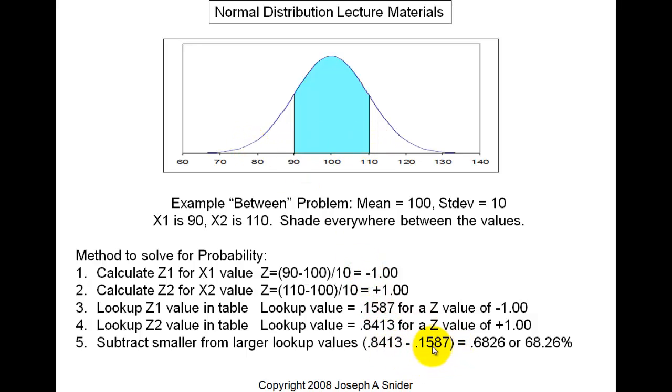So we take the small value, 0.1587, subtract it from the 0.8413. We get 0.6826, or 68.26%. So that represents this shaded area from 90 to 110.